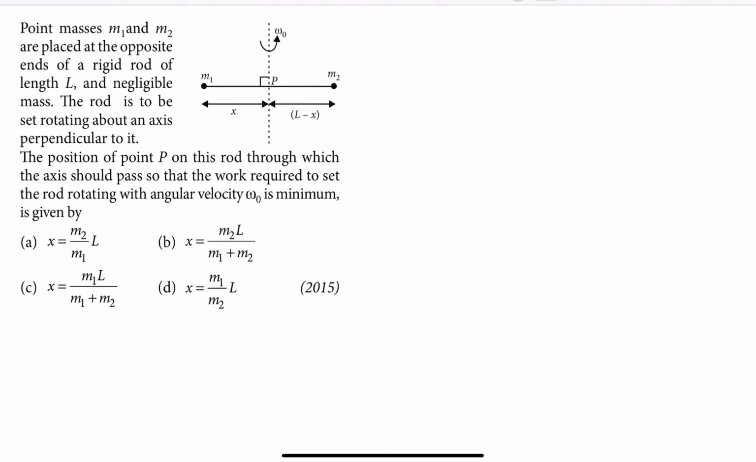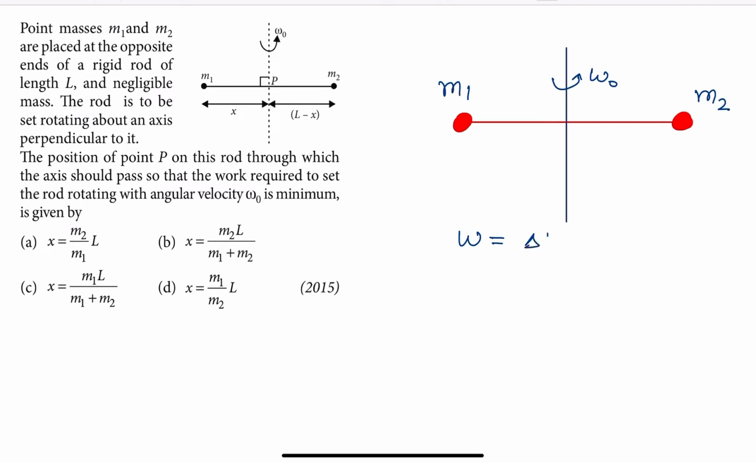So the concept lying behind this situation is that if the rod is carrying some masses at its two ends, named M1 and M2, the work done to rotate it with an initial angular velocity of omega naught will be equal to the change in kinetic energy, and that will be equal to half I into omega naught square minus 0. So this work done will be minimum in only one condition, that I of this system is minimum.